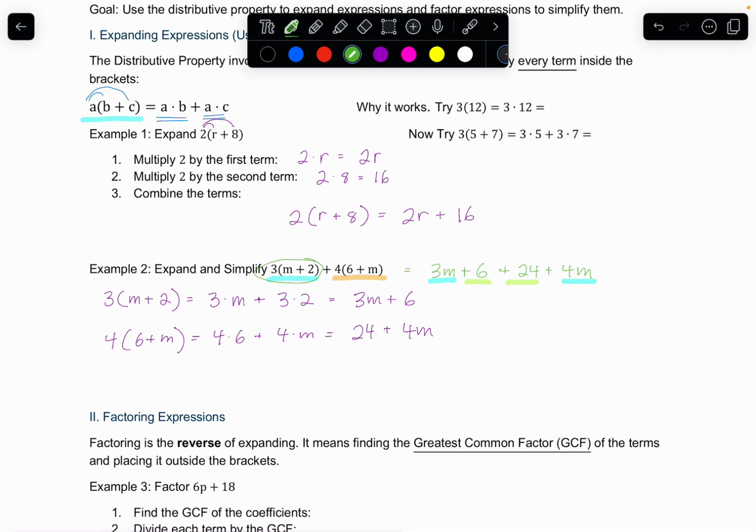I'm going to rewrite it. We'll group the m's together. We get 3m plus 4m, and we'll group the constants together. We get plus 6 plus 24. 3m plus 4m is equal to 7m, and 6 plus 24 is equal to 30. And so our final answer is 7m plus 30.